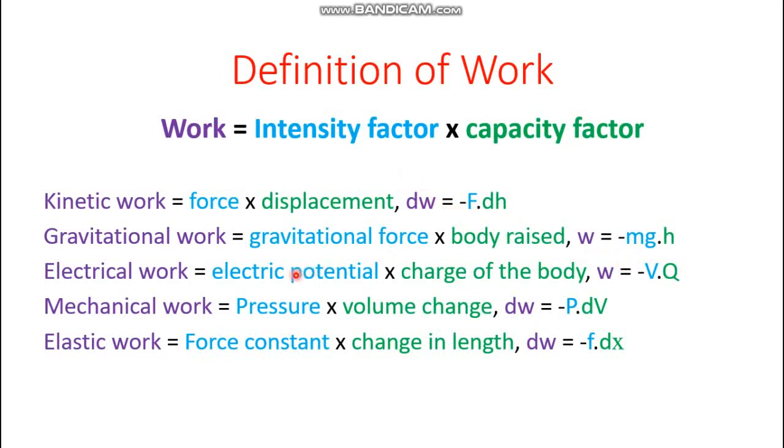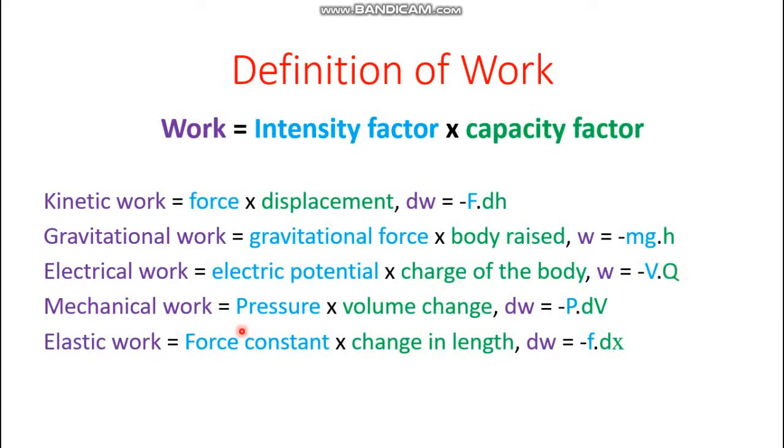Okay, now move on to the third example. This is electrical work. What is the intensity factor? Intensity factor is the potential difference or the electric potential. And what about the capacity factor? Capacity factor is the charge of the body. So minus V into Q. V is volt, Q is coulomb.